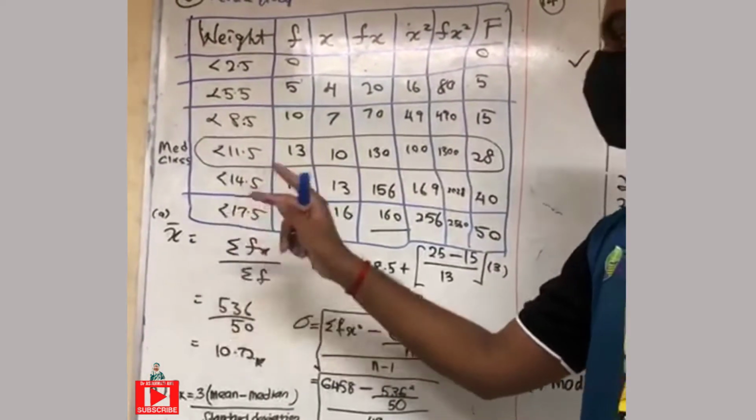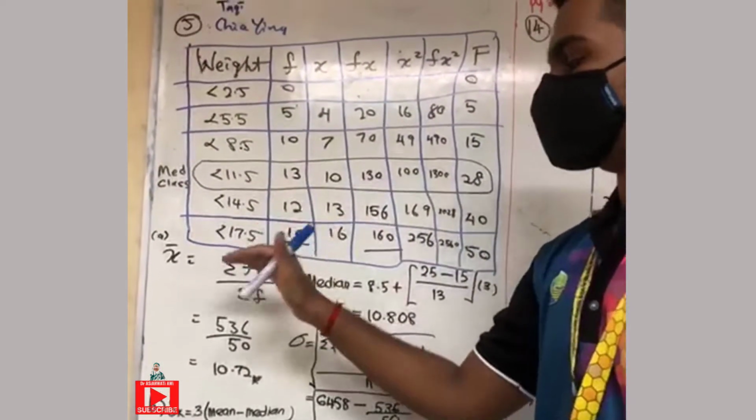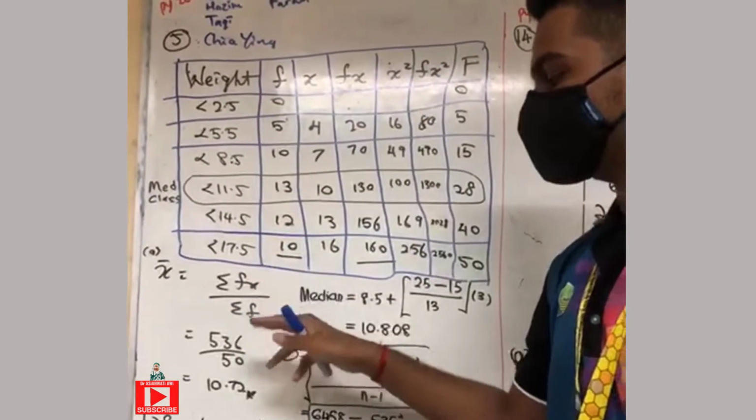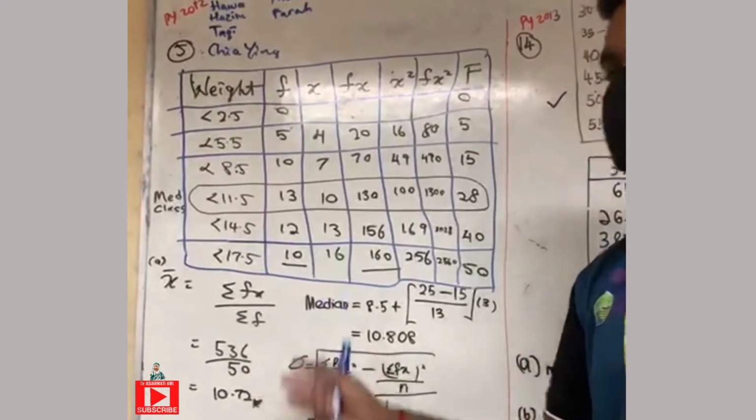To find the mean, which is basically the summation of fx divided by the summation of f, we get 536 divided by 50 equals 10.72.